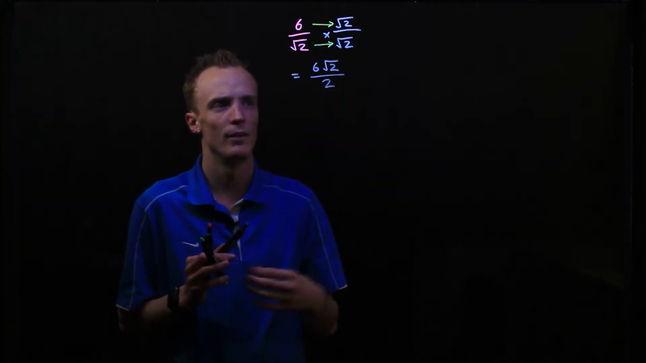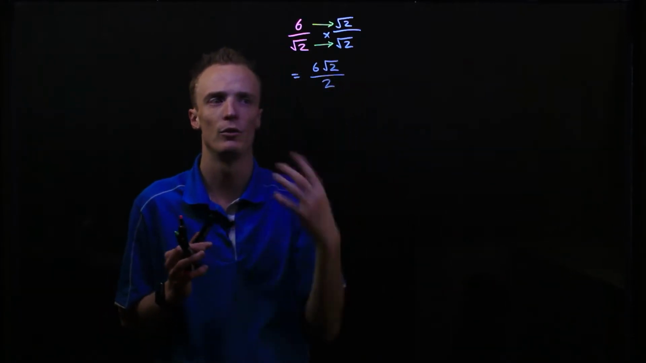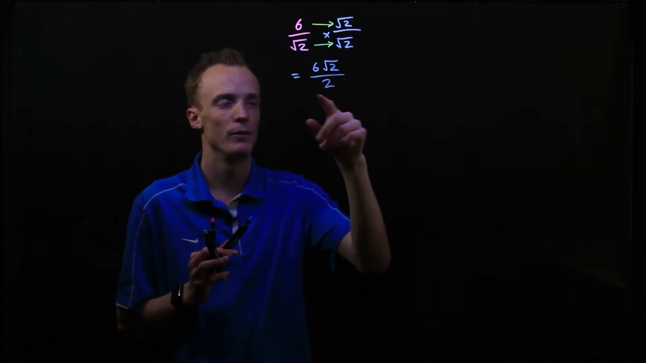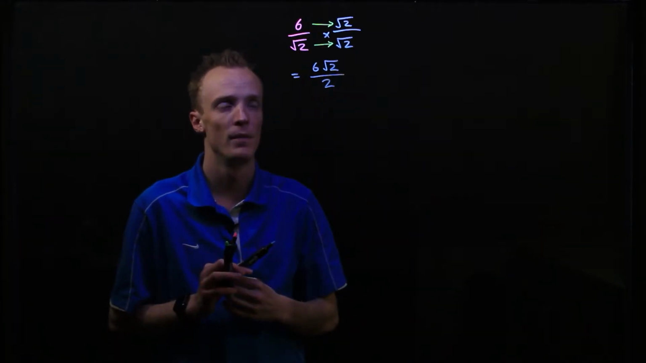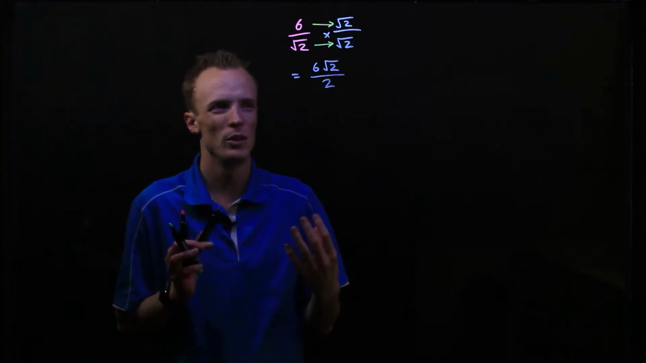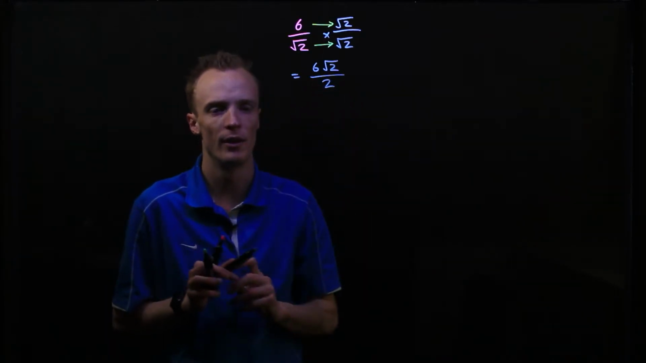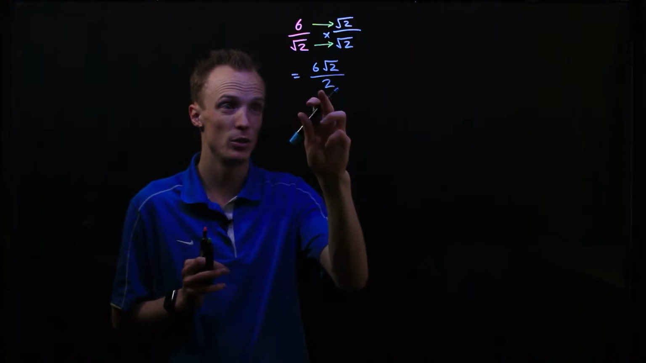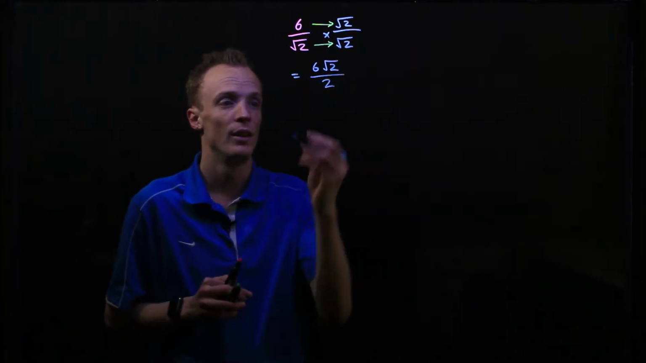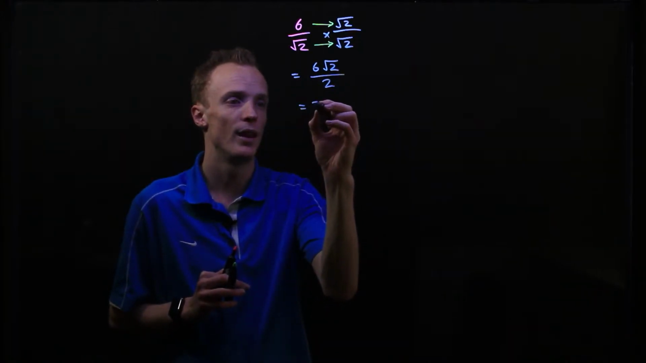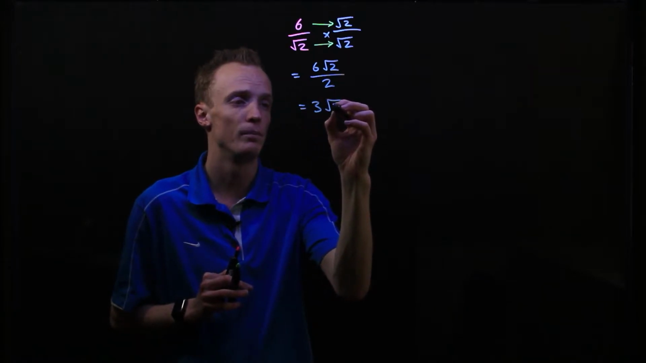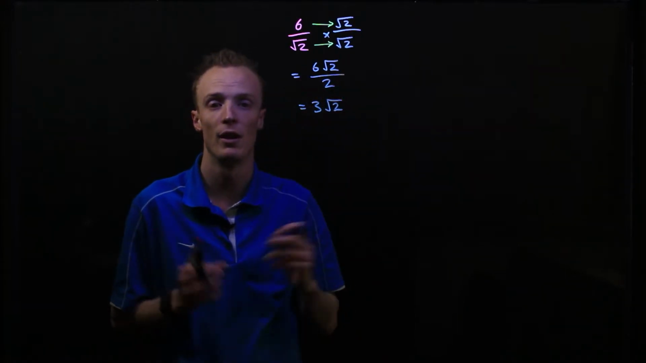And what we now have is a fraction that's the same value as the original fraction, except we've removed the surd from the denominator. Now, once we've removed it, we do have to check to see whether we can simplify this further down. In this case, 2 does divide perfectly into 6. So this is the same as saying 3 root 2, because 2 divides into 6 3 times.